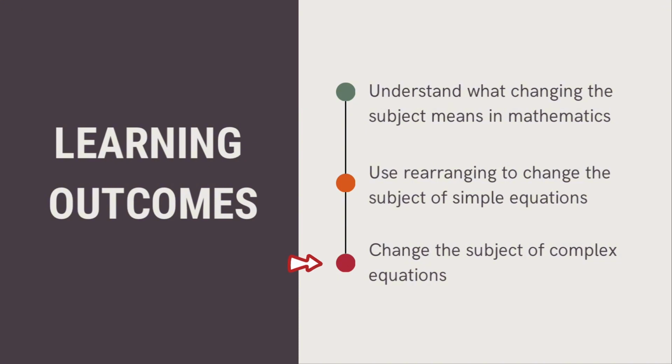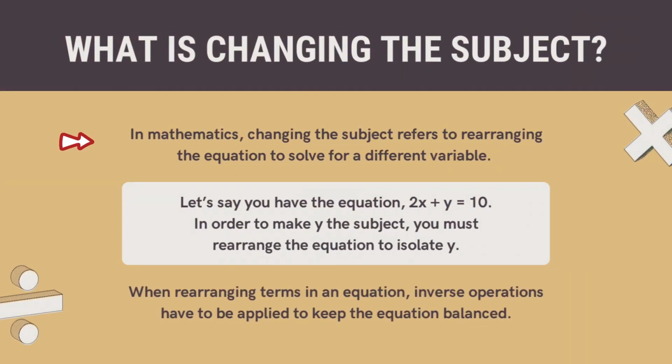What is a change of subject? In mathematics, changing the subject refers to rearranging an equation to solve for a different variable. Whatever variable is left to stand alone by itself is said to be the subject.